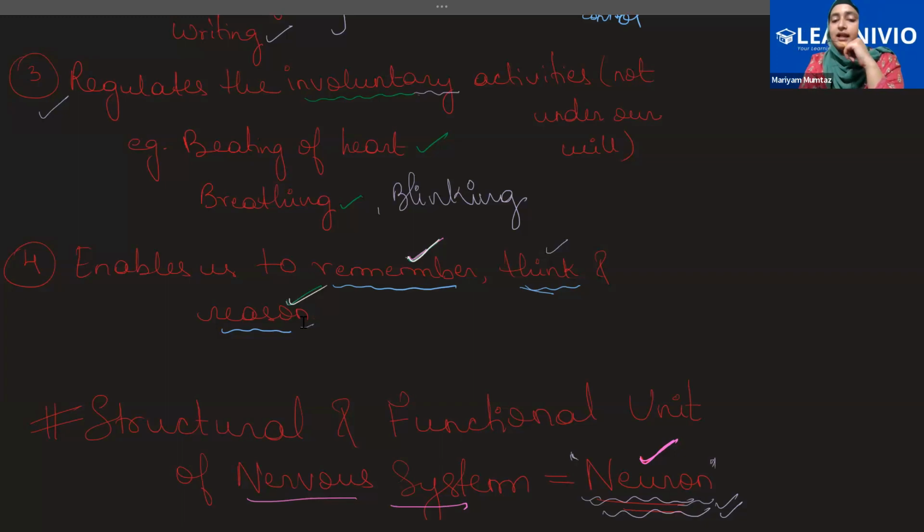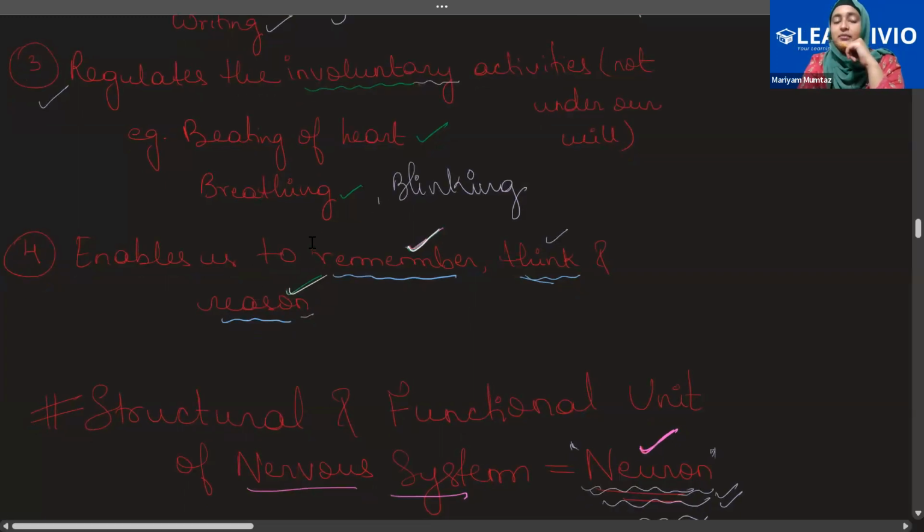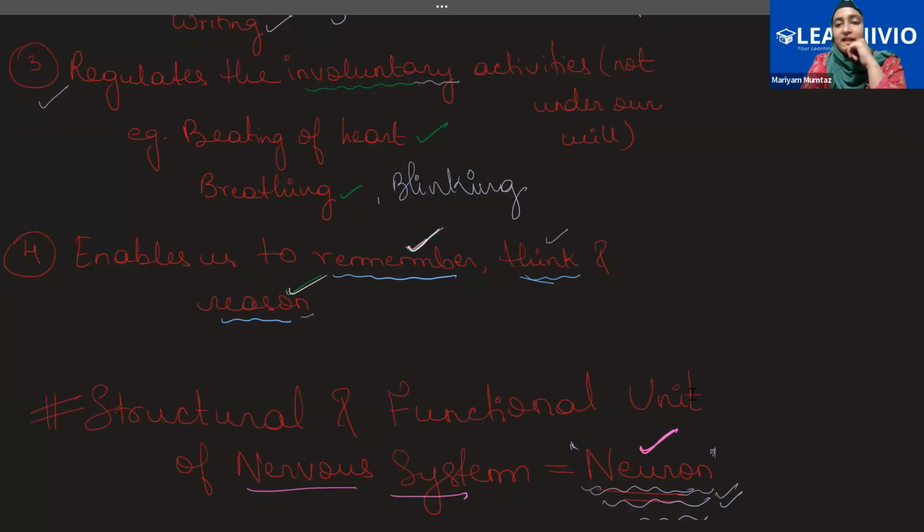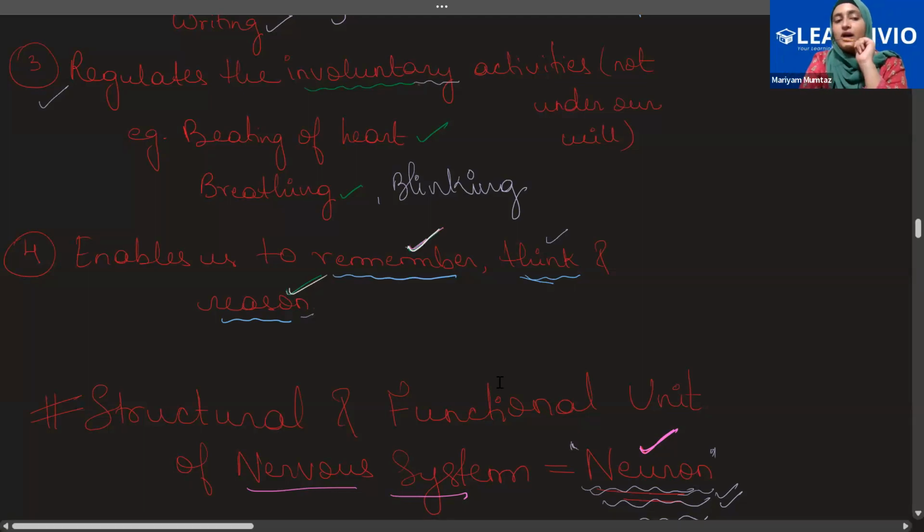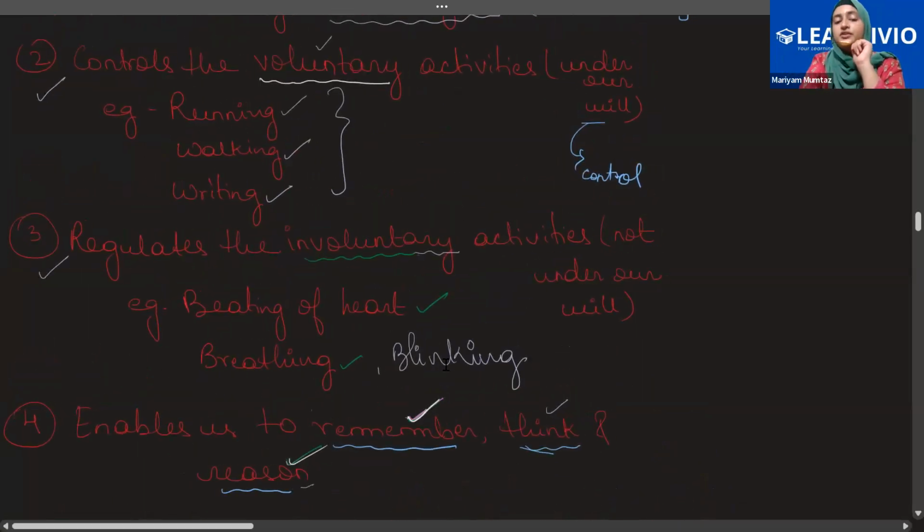Then comes the last one: our nervous system enables us to remember, to think, and to reason. Now, I ask questions in the class and you are able to answer me most of the time. Why? Because of your nervous system. Sometimes you're not able to, and that is also because of your nervous system. You're able to think and answer because of your nervous system, and you can distinguish what is right, what is wrong, what you should not do. All of it is because of your nervous system. So are all the four most important functions of our nervous system clear to you all?